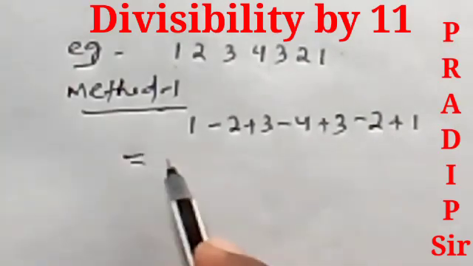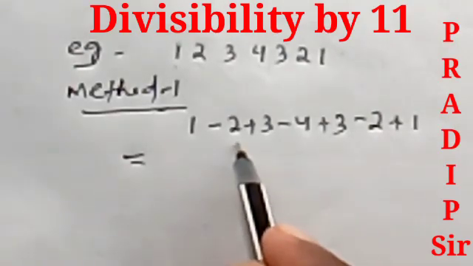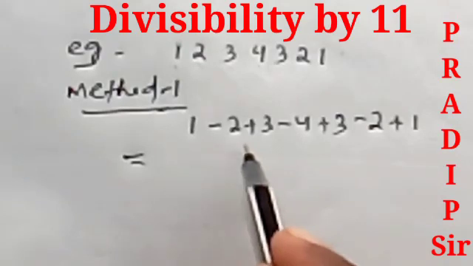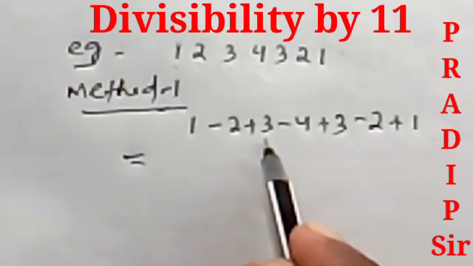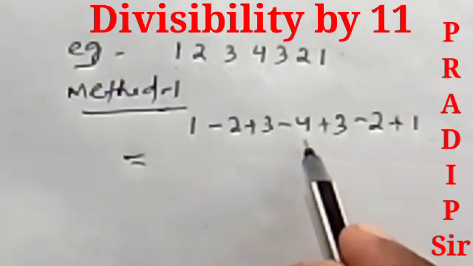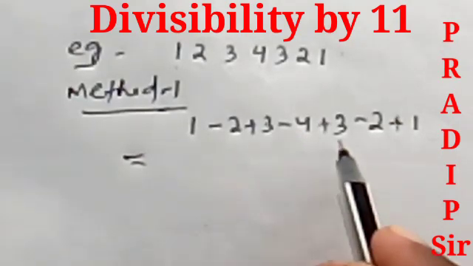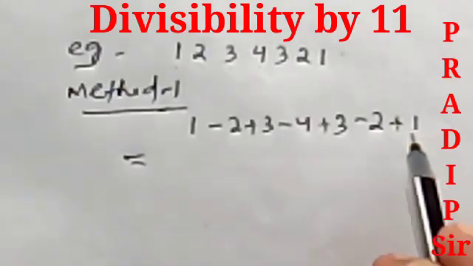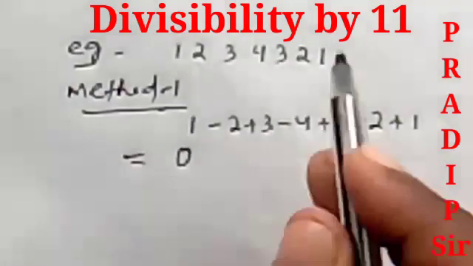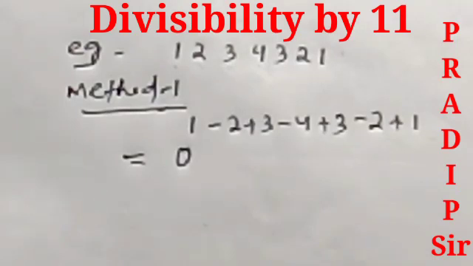So test here: 1 minus 2 is minus 1. Minus 1 plus 3 is 2. 2 minus 4 is minus 2. Minus 2 plus 3 is 1. 1 minus 2 is minus 1. Minus 1 plus 1 is 0. So the given number is divisible by 11.